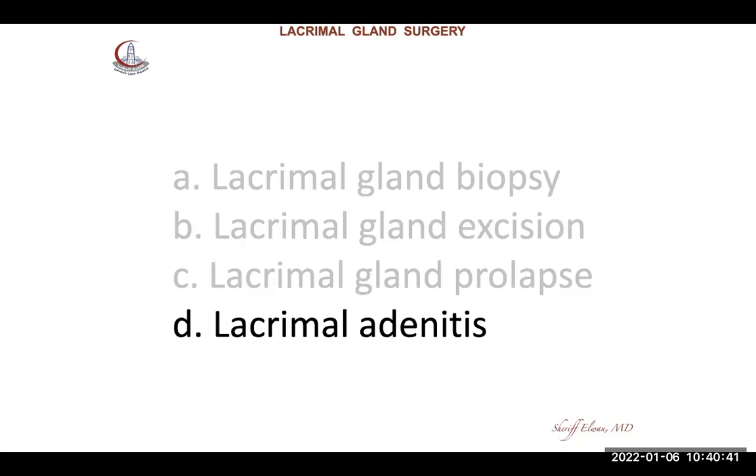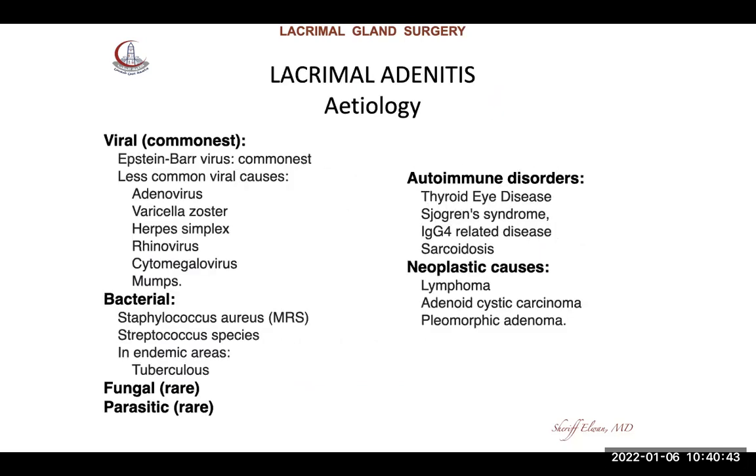The final point here in this lecture is lacrimal adenitis. And first we are going to describe the etiology of lacrimal adenitis, that is inflammation of the lacrimal gland. Inflammation may be infective, caused by viruses, bacteria, fungi, and parasites, or might be autoimmune or due to neoplasms.